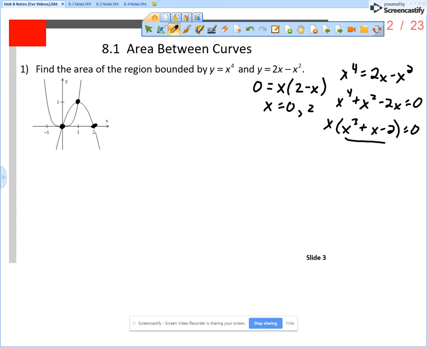But if I give you the picture, really this is no big deal. So how would we find the area bound between them? Remember, the area bound between them is this area.